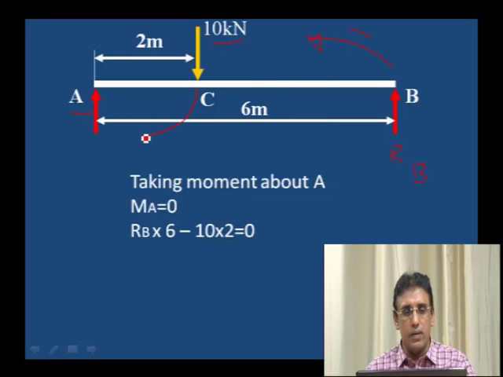This is the clockwise movement. 10 into 2 is the clockwise movement. We are taking moment about A. RB into distance, which is 6 meter. Force into distance is the moment. RB into 6.